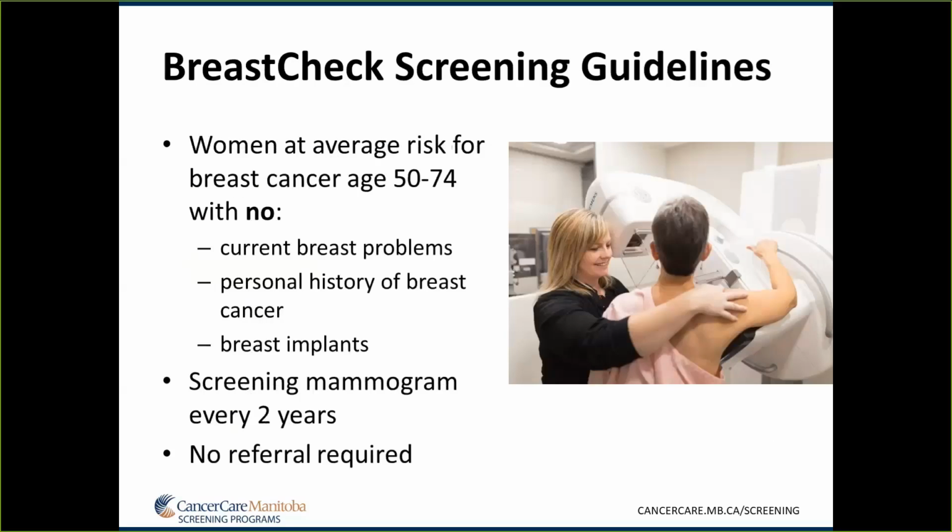So just a quick review of the BreastCheck screening guidelines. BreastCheck currently recommends screening for women aged 50 to 74 who have no current problems related to their breasts, for example, no palpable lumps, nipple discharge, skin changes, etc., that they have no personal history of breast cancer. These clients are put into the diagnostic stream and undergo yearly post-cancer surveillance imaging. They also must not possess breast implants. They are recommended to be screened every 2 years.